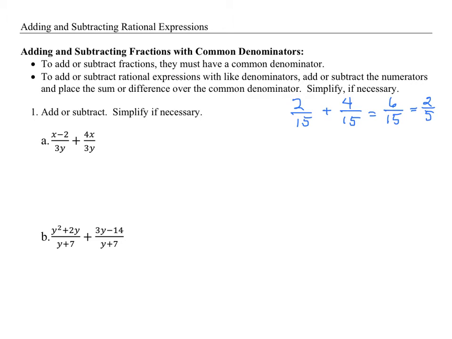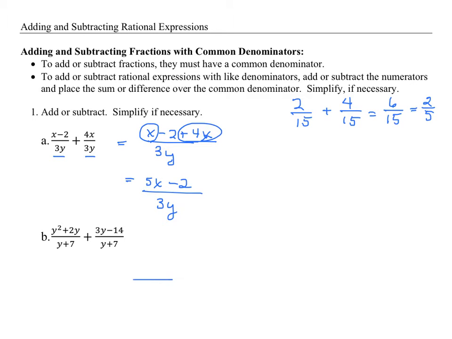So now, let's do the same thing with rational expressions. Well, this one's beautiful because we have a common denominator. We keep the denominator the same, and then we're going to add or subtract the numerators. In this case, we're adding, so it's x minus 2 plus 4x. Now, we never want to leave it like that because we can combine like terms, so we get 5x minus 2 over 3y. And I'm actually done with that because I can't factor or simplify anything more. So we're done. Now let's do the next one.